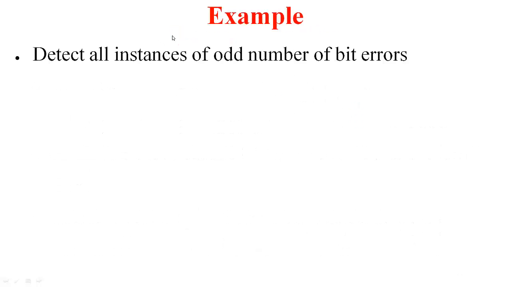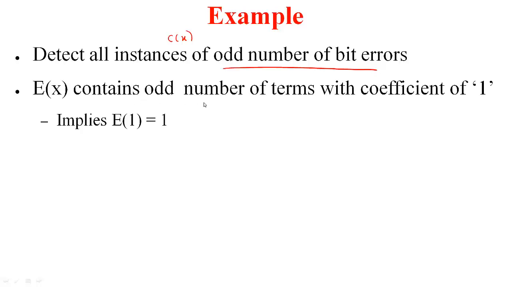Suppose we want to design a divisor polynomial such that it can detect all instances of odd number of bit errors. Given that the error polynomial shows the bit positions where the errors occurred, and given that we want to capture odd number of bit errors, what do you think is the characteristic of the error polynomial? So that's right, this error polynomial will contain an odd number of terms with coefficient of 1. Basically, wherever the bit error has occurred, you are going to have the term with a coefficient of 1, and since you have an odd number of bit errors, you will have an odd number of terms.